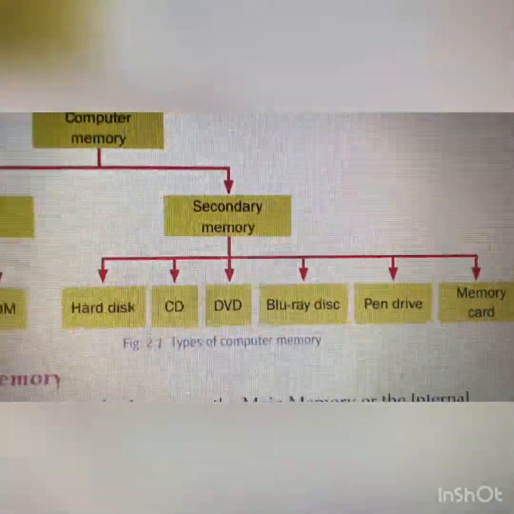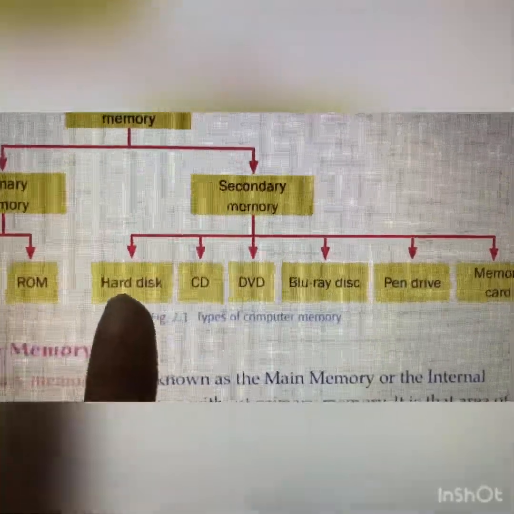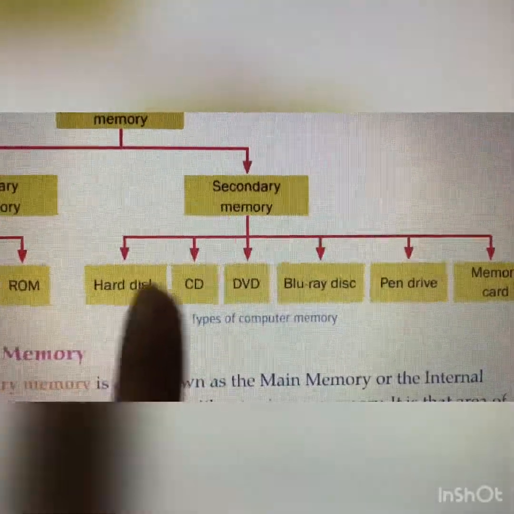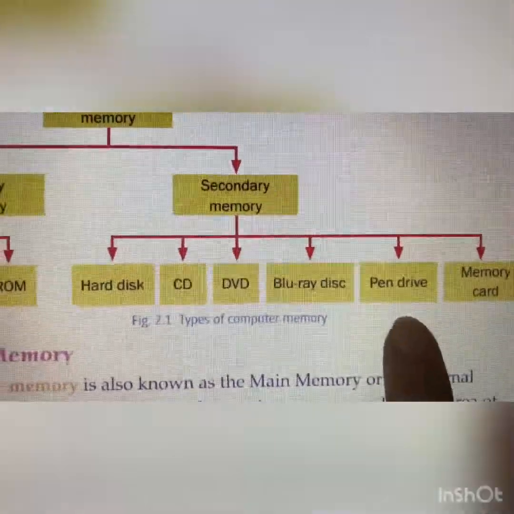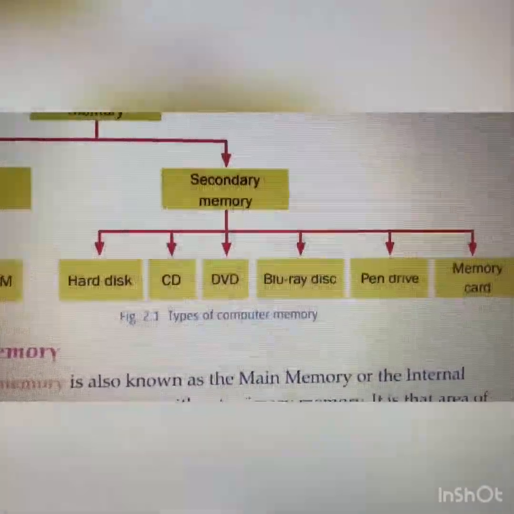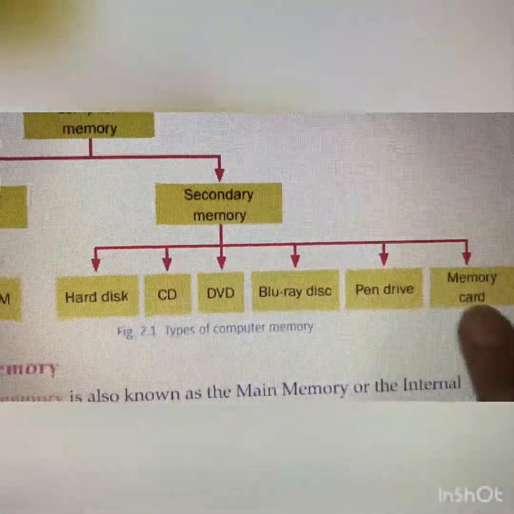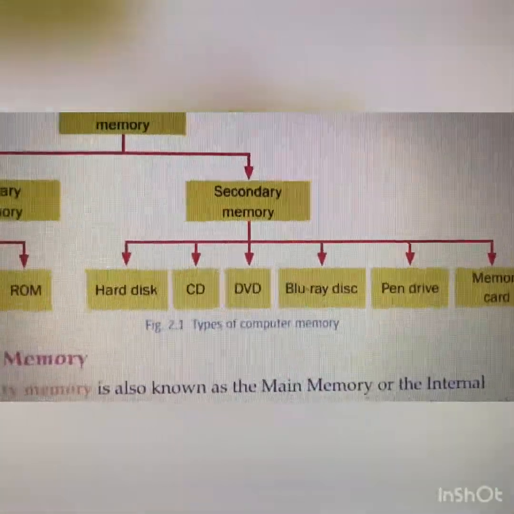Now in the next class we are going to learn more about secondary memory. The types are hard disk, CD, DVD, Blu-ray disc, pen drive and memory card. So you all have to gather more and more information about all these types of secondary memory, and I will discuss it with you all.